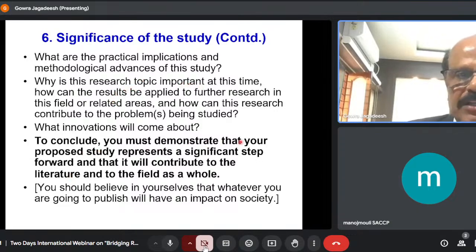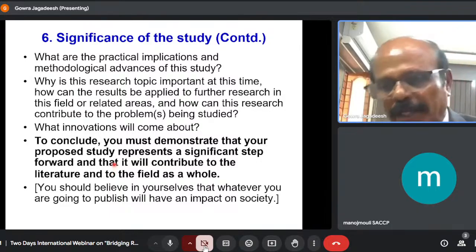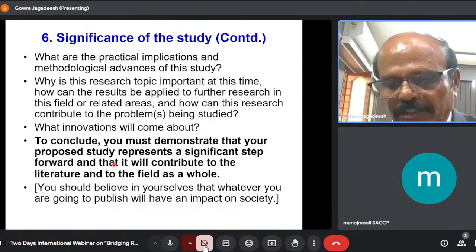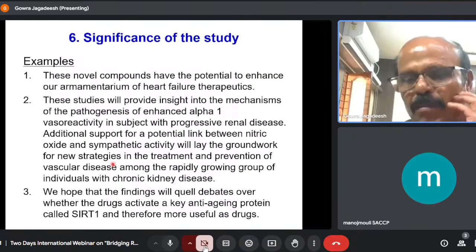To conclude, you must demonstrate that your proposed study represents a significant step forward and that it will contribute to the literature also. You are advancing the study so that people can cite your work. The previous worker has done this much work and you will further continue the studies. Then you get a credit, a citation for your work, because even if you couldn't accomplish the remaining part because of some problems with your equipment or something else, other people carry it out, and they will cite your work also. So you receive a citation because you were the first one to come up with the idea.